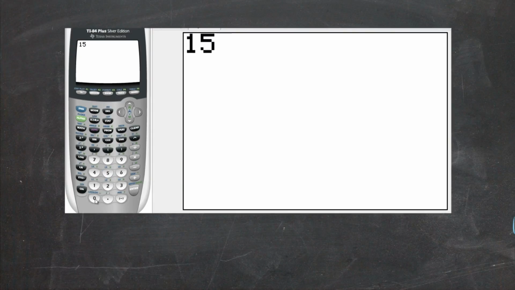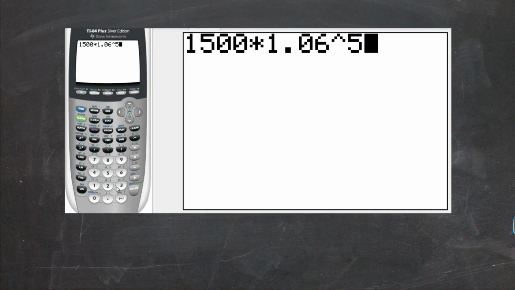But 1,500, let's put it in there. That's our opener. We're going to multiply it times 1 plus 0.06, or 1 plus 6/100ths. Well, you know, all you got to do is glue those things together. You've got 1 and 6/100ths. See if I can get that in the right place, all right? Now, we want to raise that part to the 5th power. It's 5 years. So we're going to raise it to the 5th power. And see what we get.